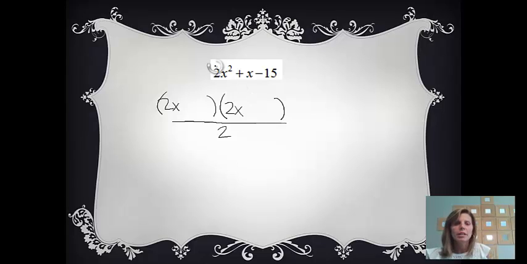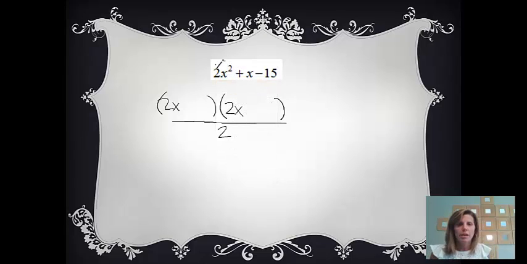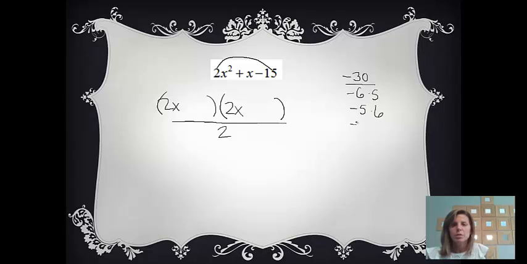Now, just like I did in the last problem, I'm going to take that first number times the last number. 2 times negative 15 will give me negative 30. And again, I'm just going to write me some choices. Let's see, negative 6 times 5, negative 5 times 6, negative 10 times 3, negative 3 times 10. I think I'll stop, because I'm looking for a positive 1, and I notice that negative 5 plus 6 will give me that positive 1. So I'm going to put minus 5 and plus 6.